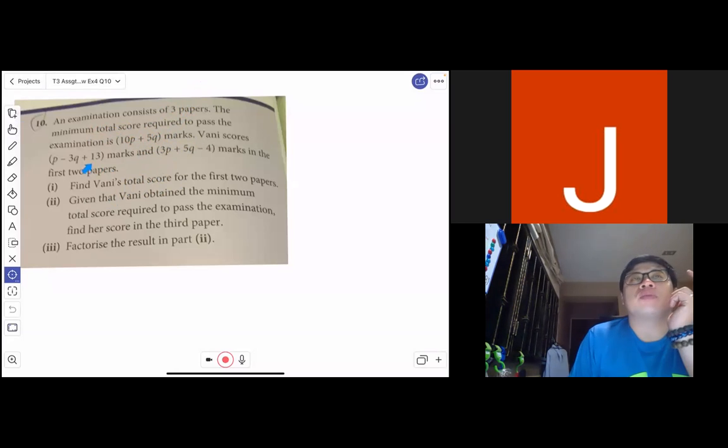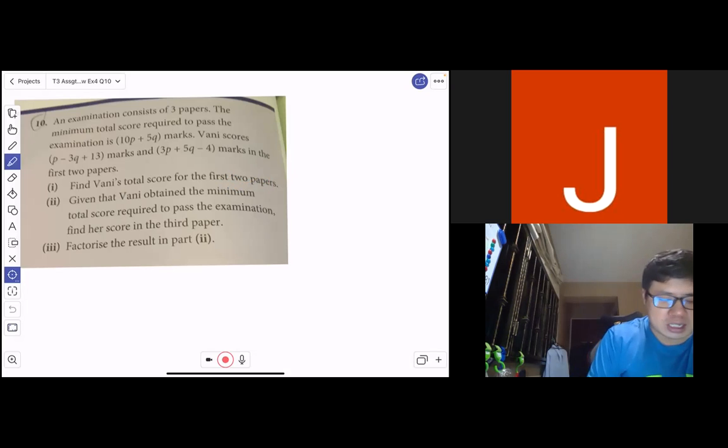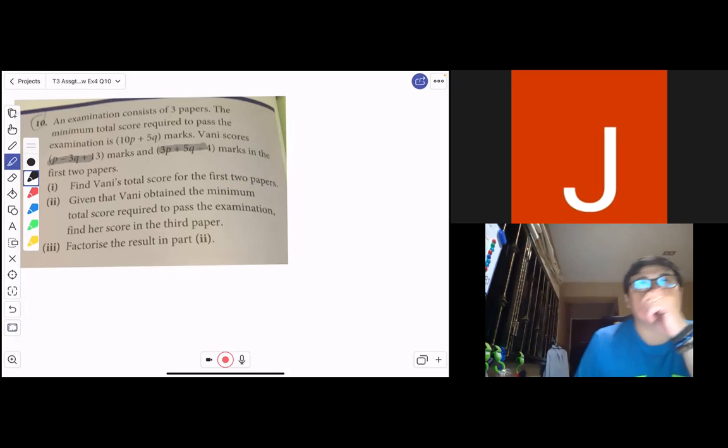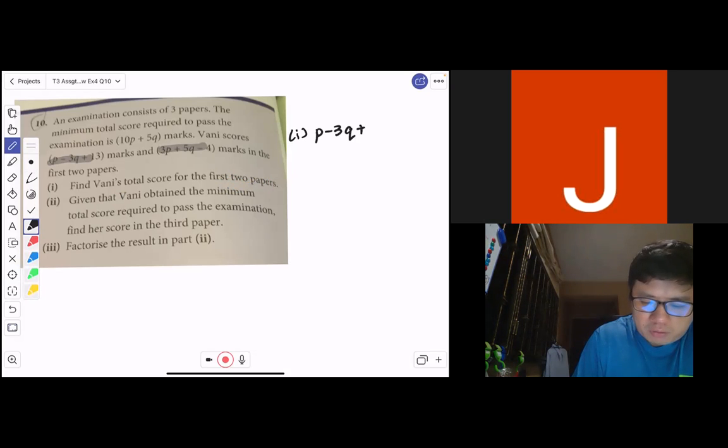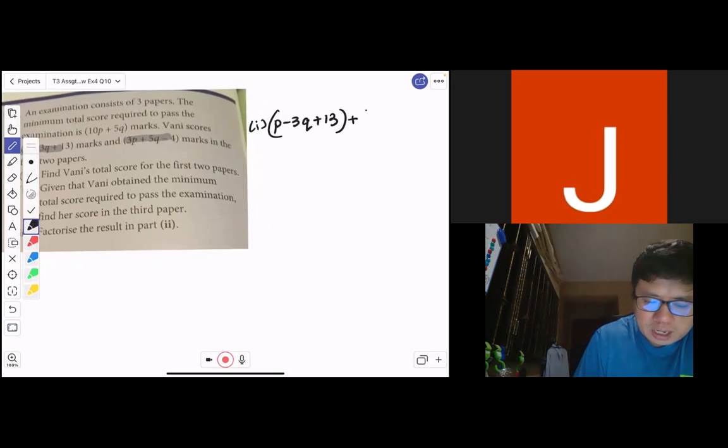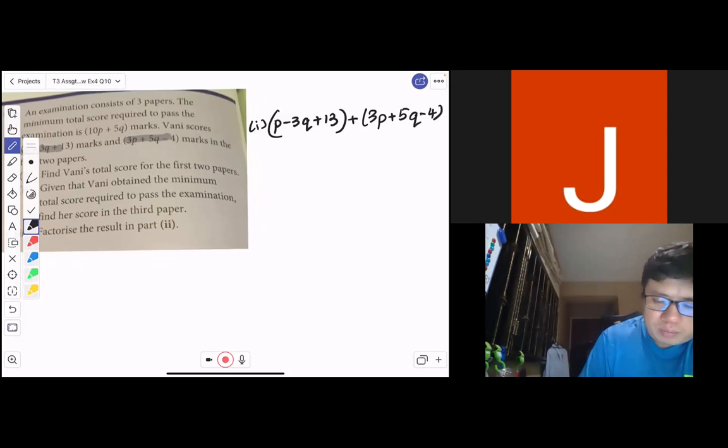Vani scores P minus 3Q plus 13 marks and 3P plus 5Q minus 4 marks in the first 2 papers. I want to find the total score for the first 2 papers. Now it's very easy. We just add the marks for the first paper and the marks for the second paper together. Adding is quite straightforward. It's not too difficult. Remove the bracket.